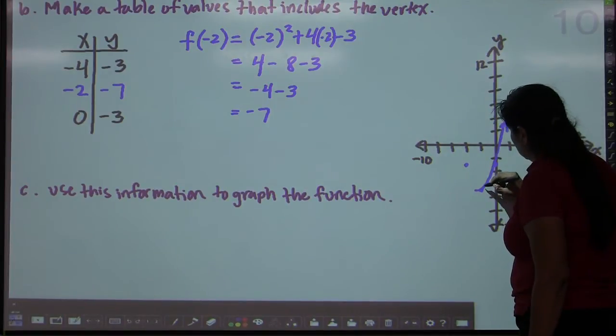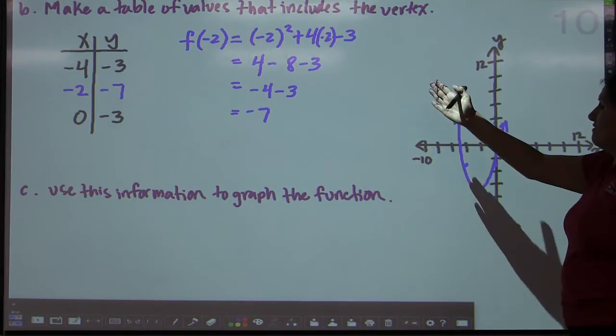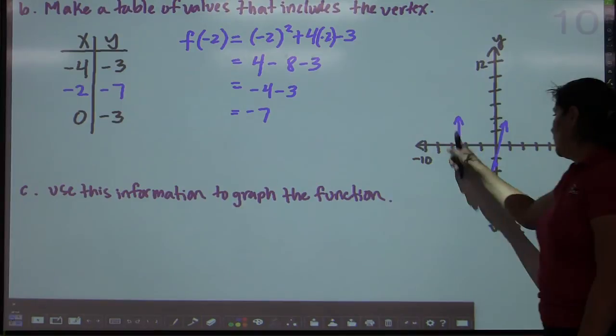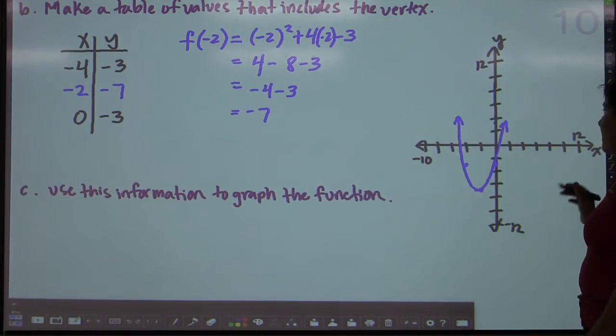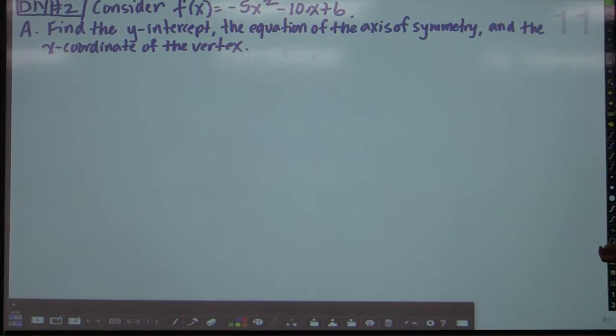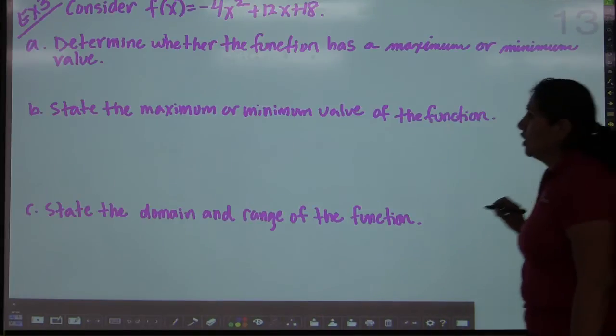And there's my graph. So it says here to make the table of values in part B. In part C, it wants us to use that information to graph the function, which is what we just did here. So now we've completed that example, and you can try, do it yourself, number 2. There is a part A here, and a part B and C there for you to do. And then we're going to go do example 3.